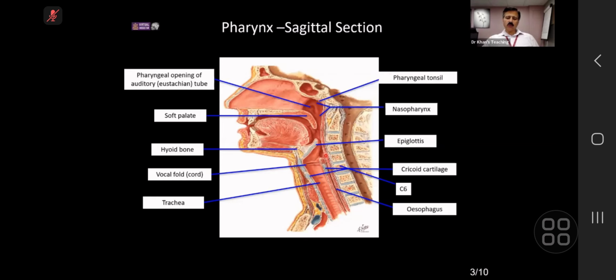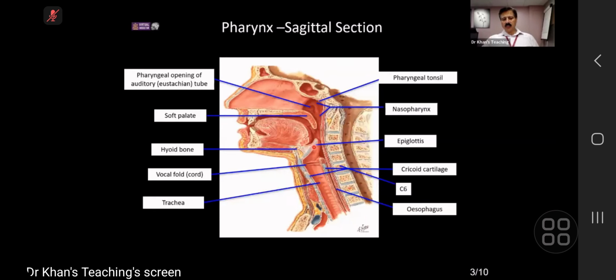In radiology, usually we use the word hypopharynx. Anatomists commonly use the word laryngopharynx. It's the same thing. Now, the hypopharynx is where the piriform sinuses are, and it is in continuity with the esophagus at the C6 level. And this is the cricoid cartilage. And this is the epiglottis. Take home point on this diagram is midline hyoid bone.